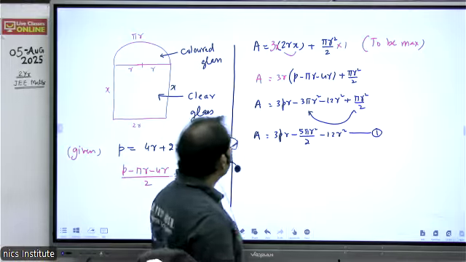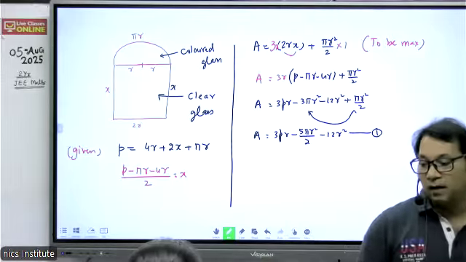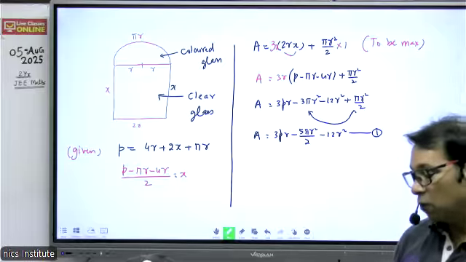We are supposed to find the ratio of the dimension of the rectangular part. That is 2x by x by 2r.